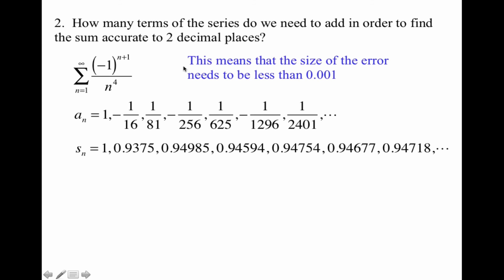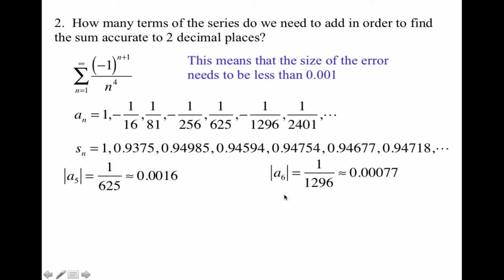Well, that's where we have to check to make sure that the size of the error is less than 0.001. So that means I'm going to look at the absolute value of a sub 5, which is 1 over 625, which gives me approximately 0.0016. And then I'm also going to look at the term after that, which would be a sub 6, and I would get 0.00077. The a sub 5 is bigger than 0.001, but the 0.00077 is less than 0.001.